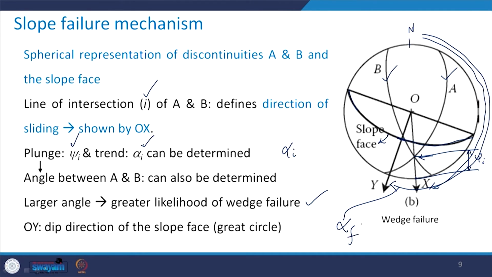Using this figure, when we plot all the geological data that we had at the site, that is the slope face and the two discontinuities, we can see in which direction the wedge is likely to slide, and how we can find out the trend and plunge of that direction.